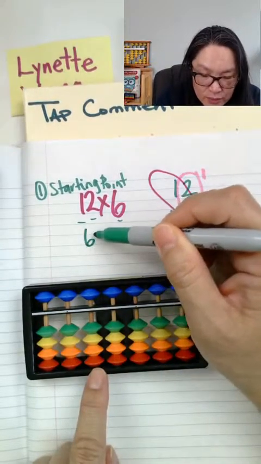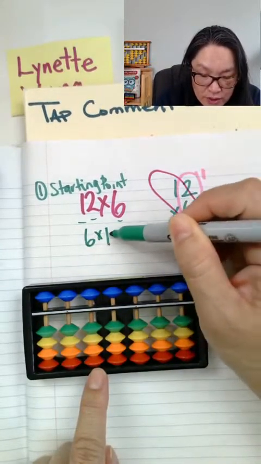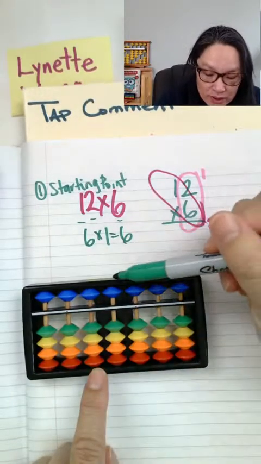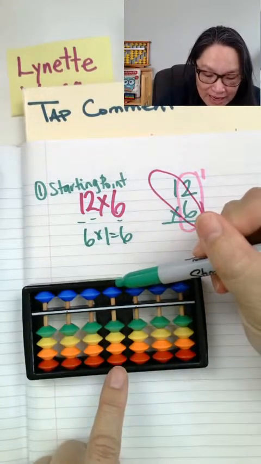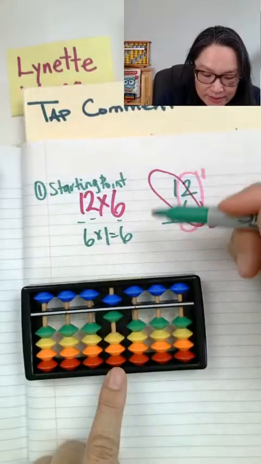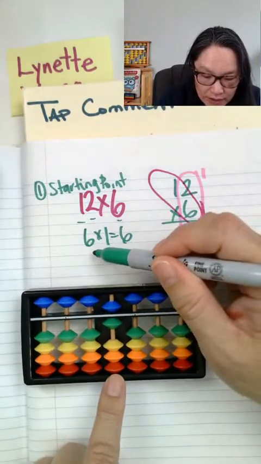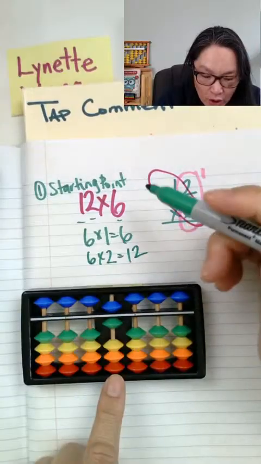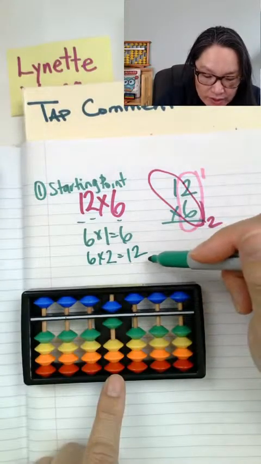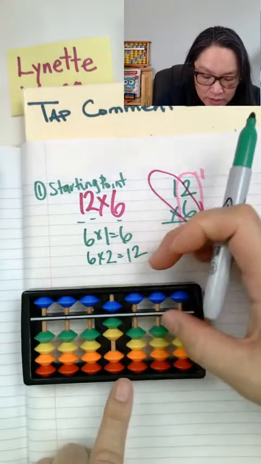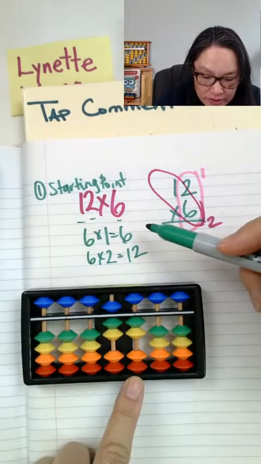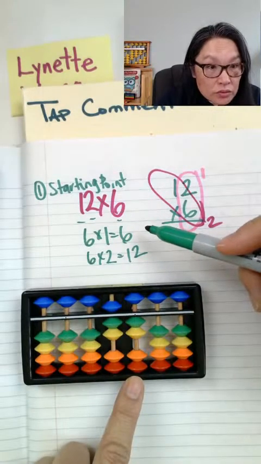Because what happens is when we do 6 times 1 is equal to 6, 6 is a single digit. So I'm going to go back one column and add my 6. So that's how I add my 6. And then 6 times 2 is equal to 12. So all I got to do is add my 1 and my 2. So I have my 1 and I have my 2. And that is my answer. My answer is 72. Yeah?